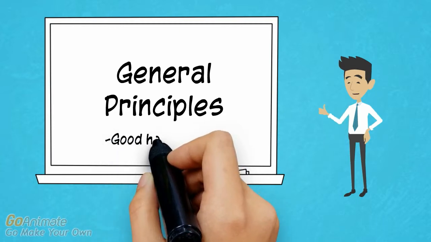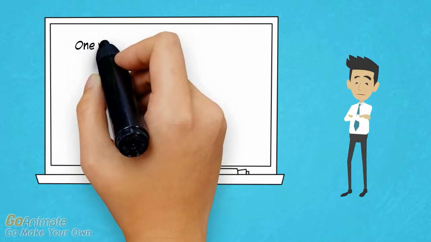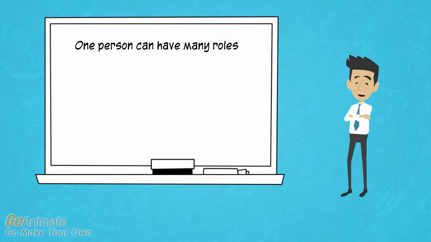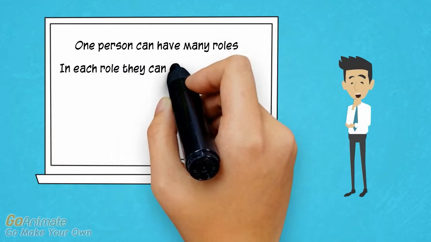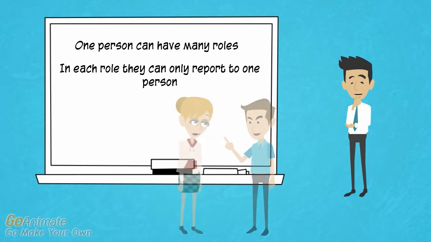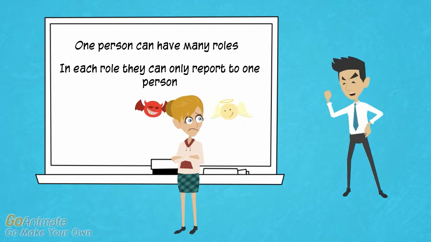Now let's talk about design principles in any organization in a general sense and how they should be applied. Let's start off with what I would call good housekeeping. So in any organization, one person can have many roles. There's no problem with a person wearing more than one hat, but in each role they can only report to one person, or more specifically, one role. This is important. The person they report to must be also the person who manages and supervises them on a day-to-day basis. There's no point in separating out these responsibilities, not in an accountable organization anyway.